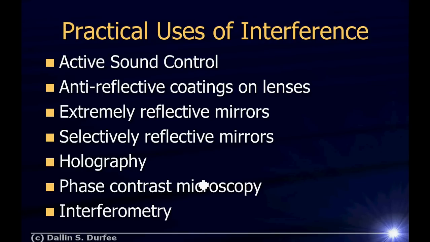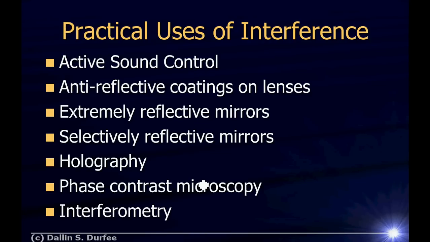You can also, instead of taking a lens and trying to make it as little reflection as possible, put stacks of thin films to make extremely reflective mirrors, mirrors that reflect really, really well. A piece of aluminum reflects something like 90-something% of the light. I have mirrors in my lab that reflect 99.999% of the light because they have multiple thin films on them designed to be very reflective. You can also make selectively reflective mirrors. I have some mirrors in my lab that reflect red light but not blue light, and they have thin films designed to reflect one but not the other.